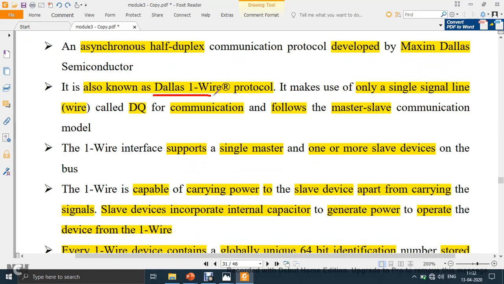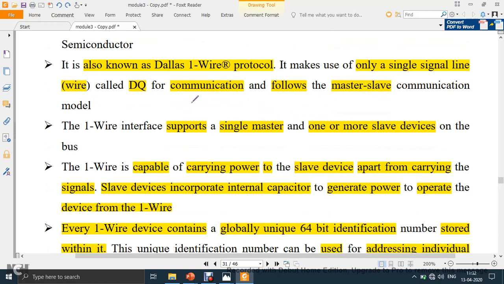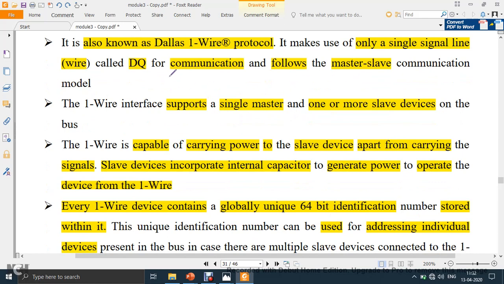It is also known as the Dallas one wire protocol. As the name indicates, a single line is used for data communication, and that line is known as DQ. All the communication takes place on the same line, and it again follows the master-slave communication model.